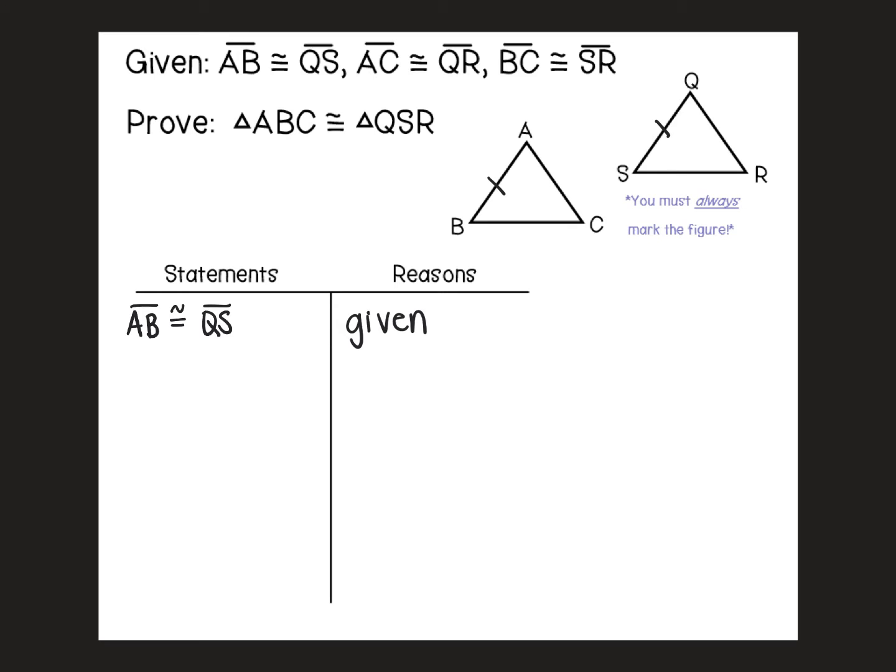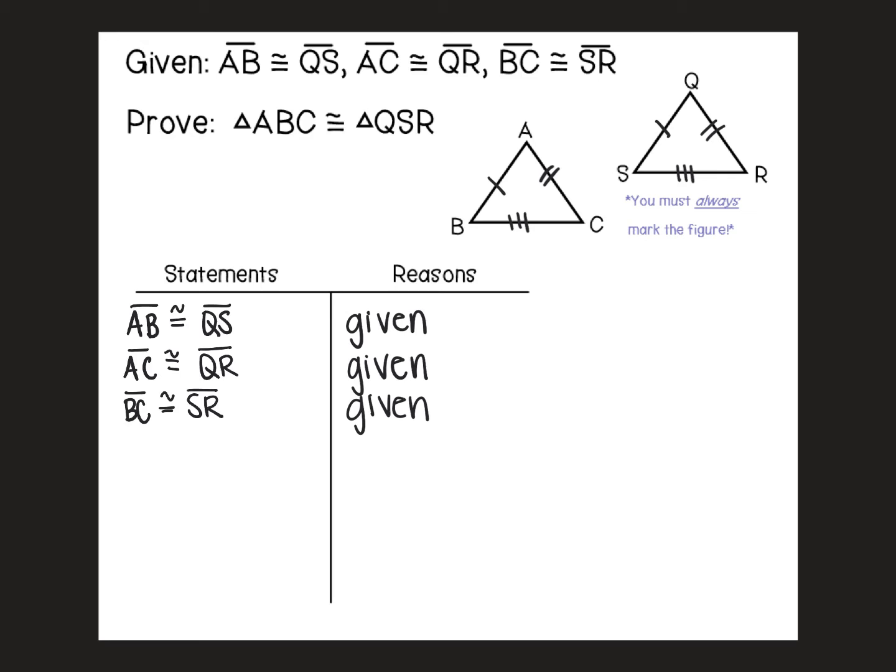My second given says AC is congruent to QR. So same thing, I'm going to write that under statements. I'm going to write the word given for the reason. And then I want to go up and mark my figure. When I mark my second side, I want to mark with 2 congruency marks instead of just 1. And then my third given, BC is congruent to SR. That is also given. This time it's the third side I'm marking, so I do 3 tick marks.